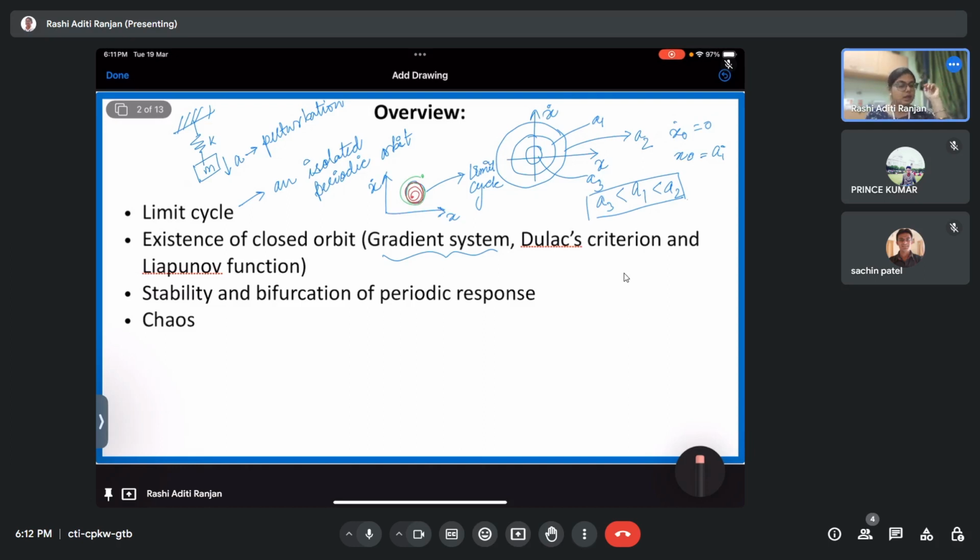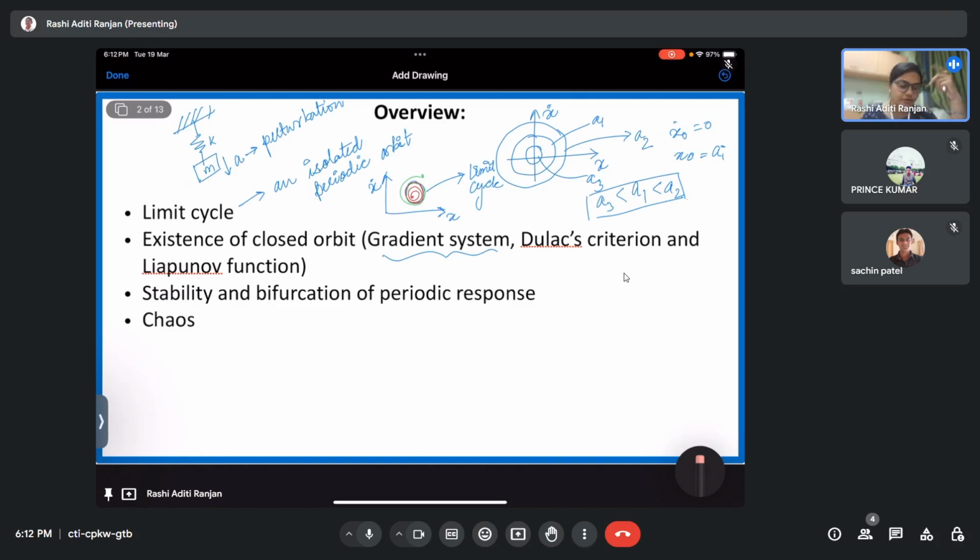Likewise, we can say for a periodic response also. If the system is following a periodic cycle, a periodic oscillation, and I give a very small perturbation initially from that path, and if it again comes back to that cycle, then it is stable. If it goes away, it is unstable. Simple. The same analogy follows.